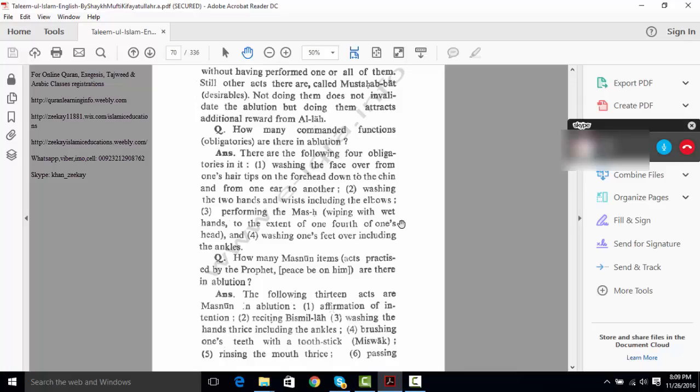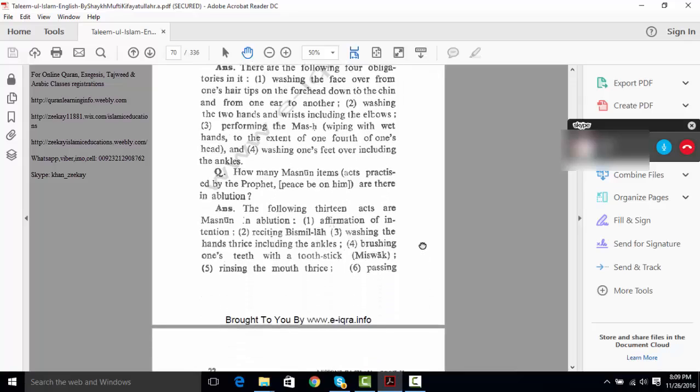You should explain washing the hands also. Number three, performing massa, and the obligatory massa is one-fourth of the head. And I had explained in the previous class that masnoon massa is the whole of the head. So you should do one-fourth. It is important. It is obligatory, right? And number four, washing one's feet including the ankles. We should explain these four points, right?